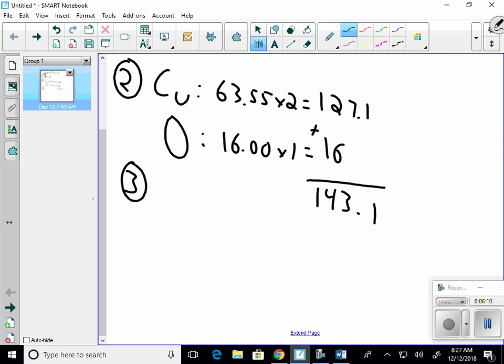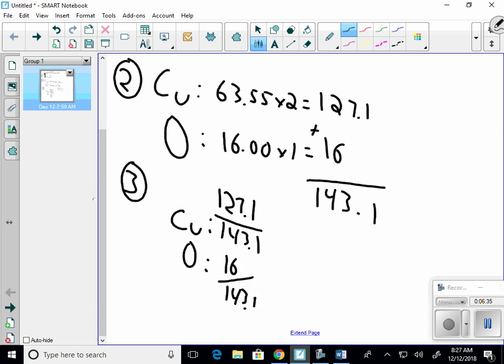Lastly, if we know the total and we know the part, to find the percent of anything, it's part divided by total. So if I take 127.1 divided by 143.1, and I take 16 divided by 143.1, that will give me a decimal value. Remember, decimals, then we can multiply by 100 to express those as a percent.